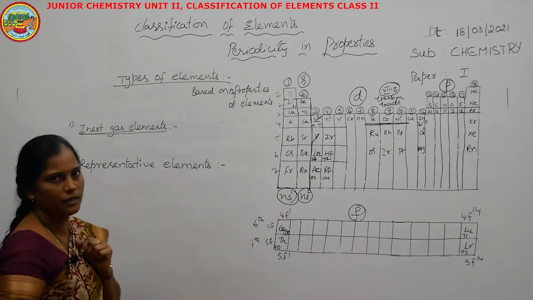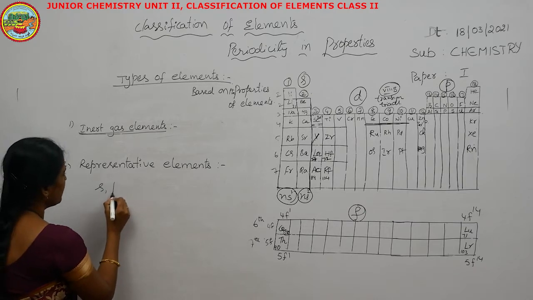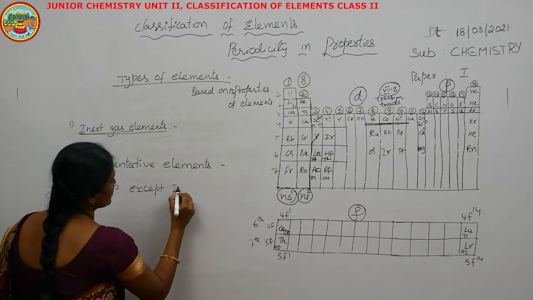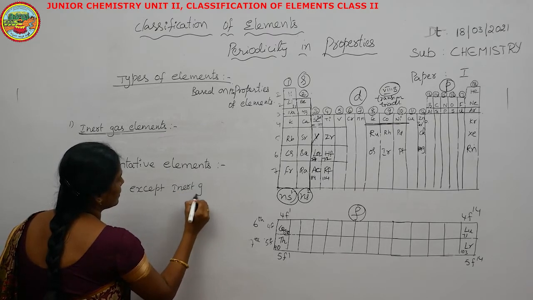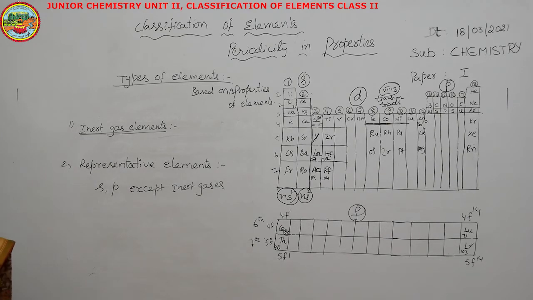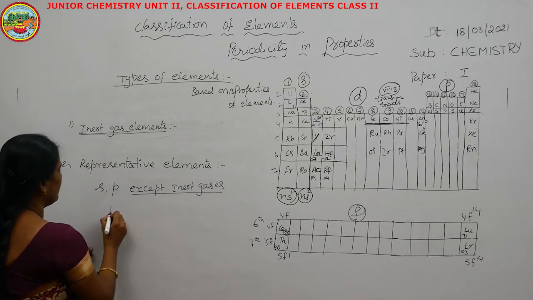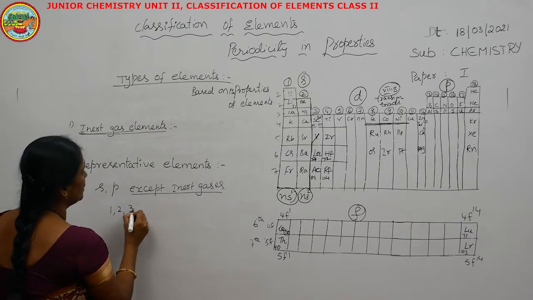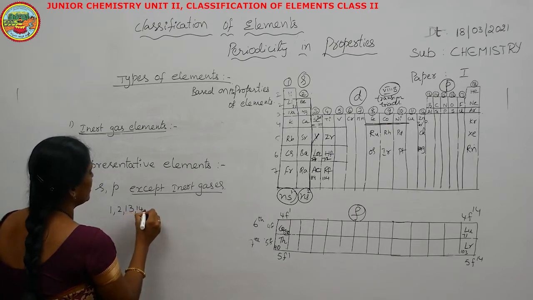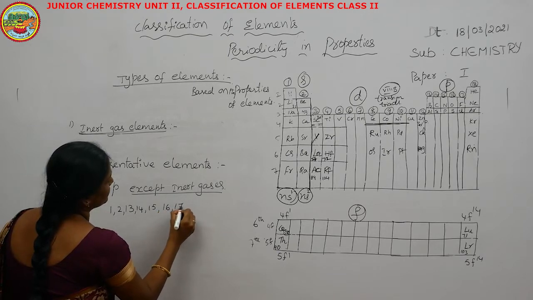Representative or normal elements means all S block and P block elements except inert gases. That is, first group, second group, third, fourth, 13, 14, 15, 16, 17.